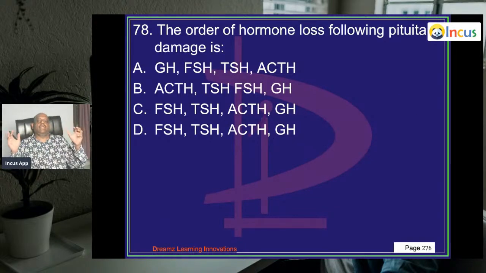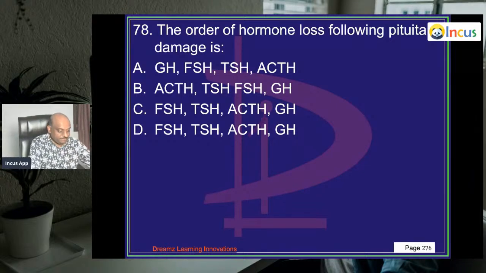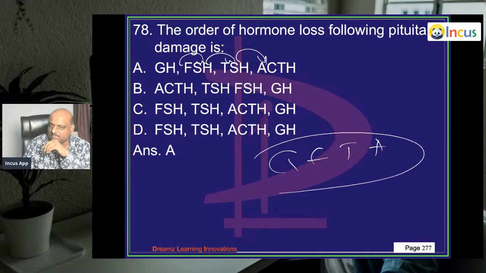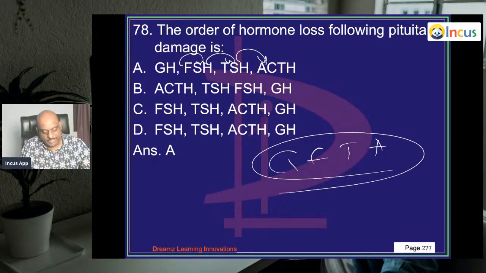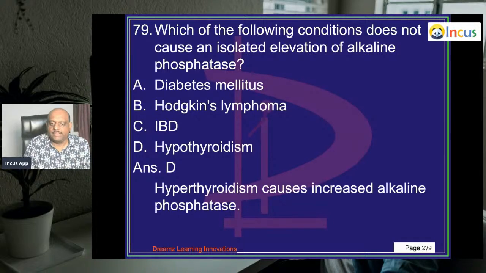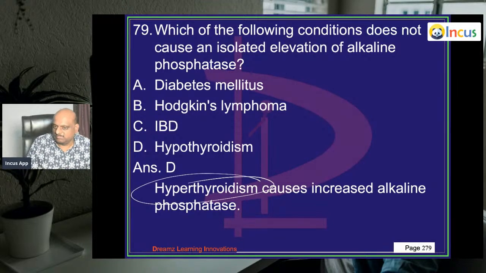So what is the order in which hormonal loss occurs whenever the pituitary is damaged and there is hypopituitarism? It is a very important question. First GH, FSH, TSH, then ACTH. GFTA is the order of hormonal loss in pituitary damage. Isolated elevation of alkaline phosphatase: typically hyperthyroidism, not hypo. Similarly, diabetes, Hodgkin's, IBD, anything can cause an increase in alkaline phosphatase, which is a very non-specific marker.